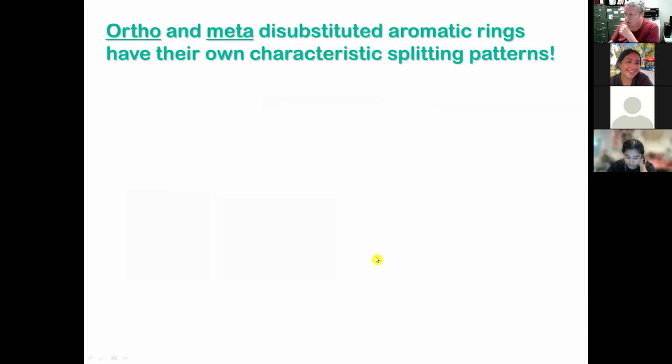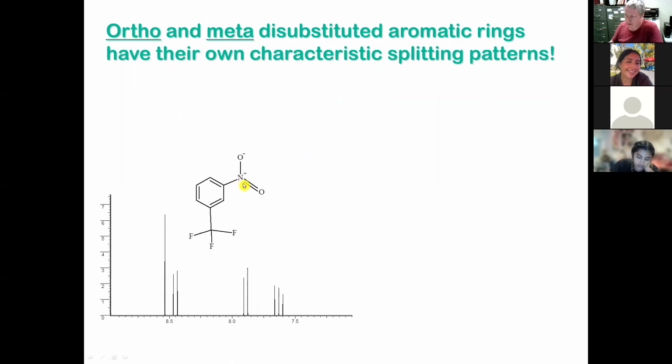Cool. What about ortho and meta? Ortho is directly next door. Meta is one away. And what's cool about this is they each have their own little trick to what they look like. Sorry, this one here is meta. It's a nitro and a trifluoromethyl. So what are the splittings? We have a singlet, two doublets, and a triplet, right? Does that make sense?